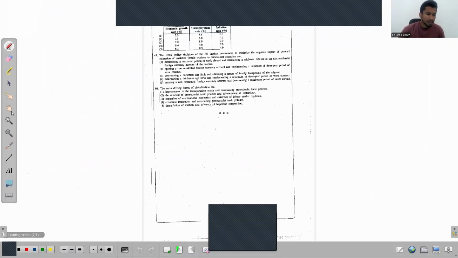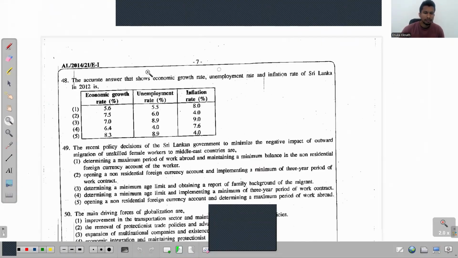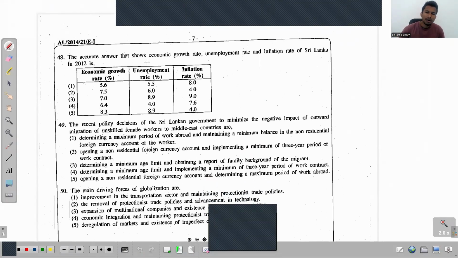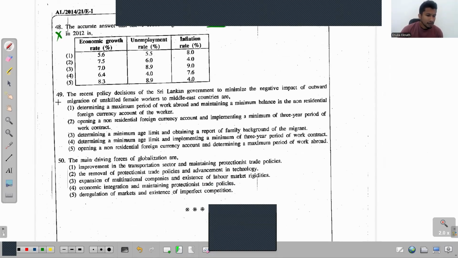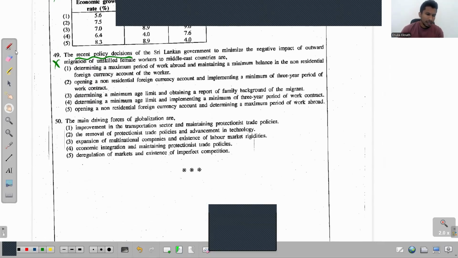Right, look at this question 48 now. See, this is about the unemployment and the inflation rate in year 2012, and that's not going to be asked in your paper. And so we'll skip this one. Even in question 49, we get recent policy decisions. Those are not relevant for your paper. So we'll skip. 50th, the main driving forces of globalization are.